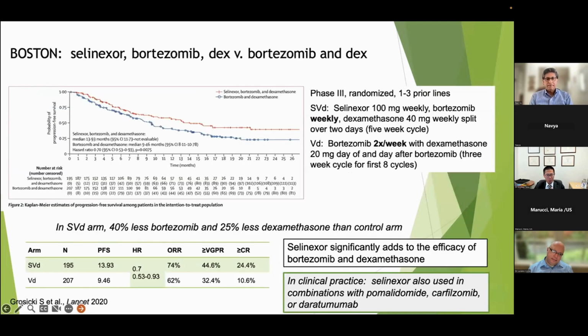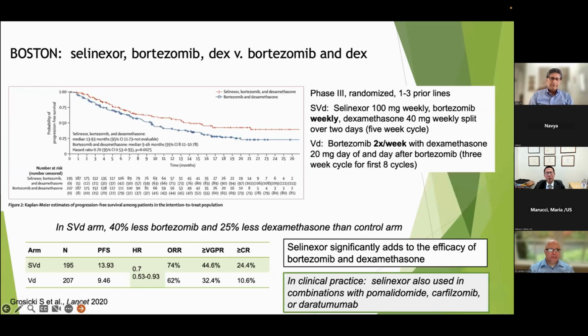Here's an example of a regimen which looks at selinexor combined with bortezomib and dexamethasone. Something to point out with this study is that the control arm was bortezomib dexamethasone, and the investigational arm with selinexor had half the amount of bortezomib compared to the control arm. Even at half the amount of Velcade, you were able to see this increase in efficacy as well as improvement in tolerability compared to the previous dosing with selinexor.